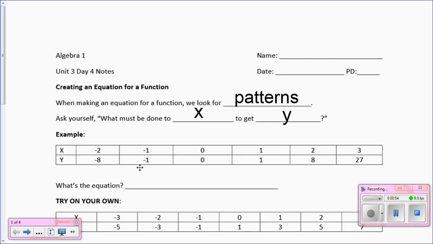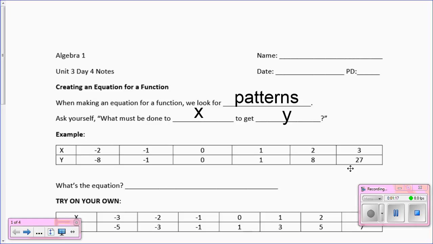-1 to -1, well, that's doing nothing to it. 0 to 0 is doing nothing to it. 1 to 1 is doing nothing to it. But 2 to 8 and 3 to 27, I have to do something to. If you look at the y's, this part is going to take you some time. You're going to have to figure out the pattern. That's the only way to do it. So it's going to take you some time.